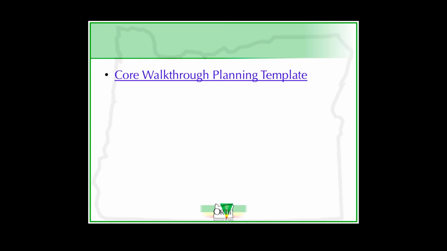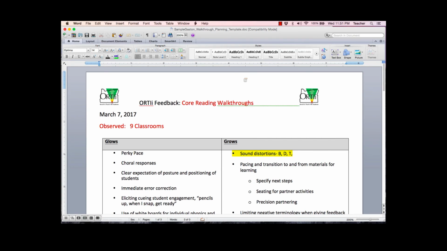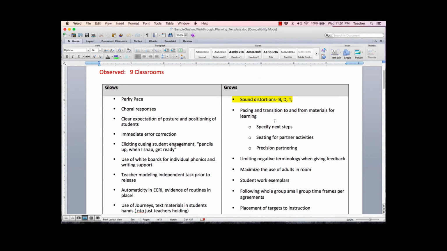Let's take a look at what this form might look like. Here's a sample form. 9 classrooms were walked through. You can see on the left side are the glows, on the right side are the grows.